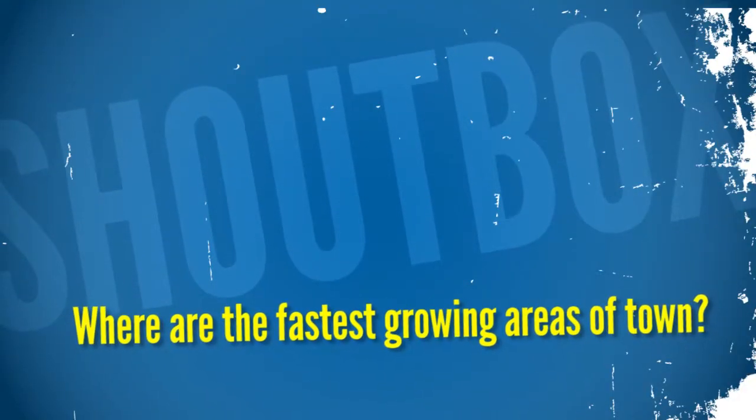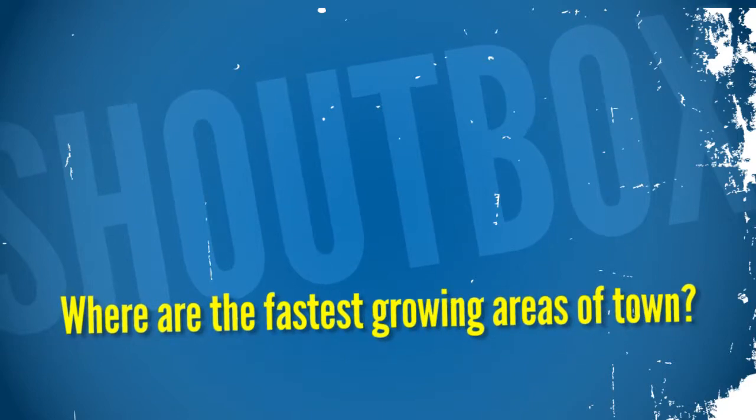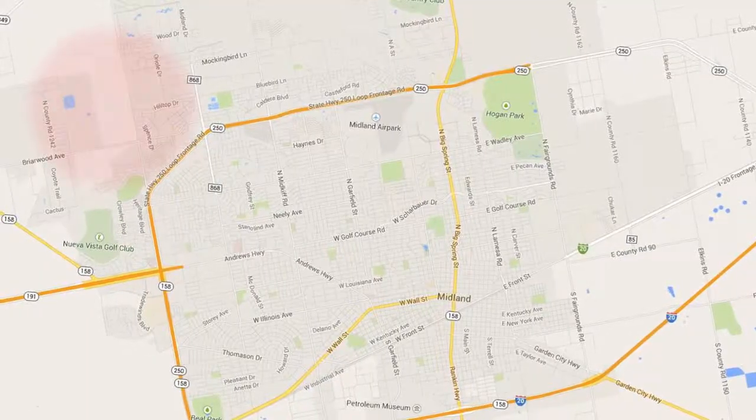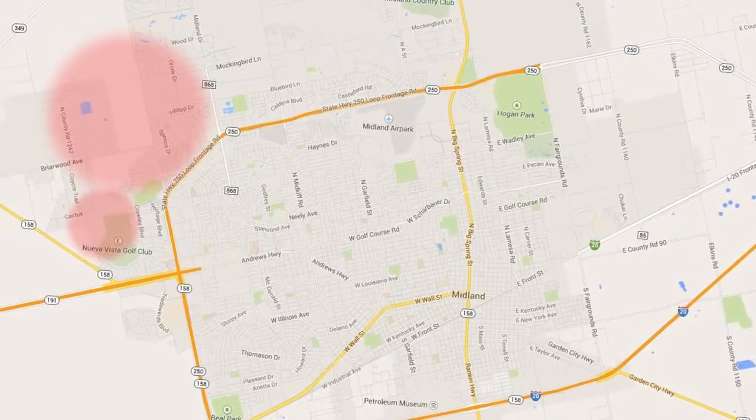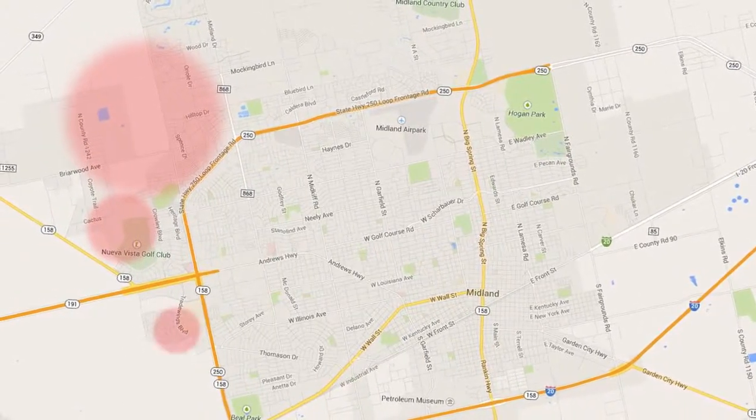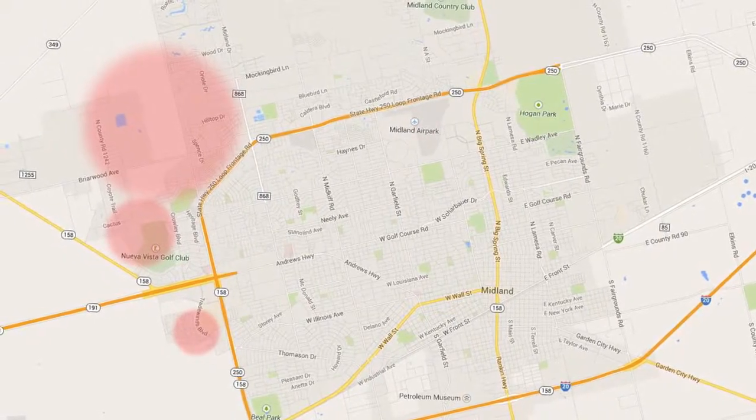The fourth question is, where are the fastest growing areas of town? Currently, the fastest growing areas are probably well known to most Midland residents. The broadest way to describe major growth would be to say north and west of Loop 250, but there has been some growth inside the loop. But there is more open land outside the loop, and if you were to narrow it down, the most activity that we've had and what we expect would be north along State Highway 349 and west of Loop 250 and south of State Highway 191, State Highway 158.